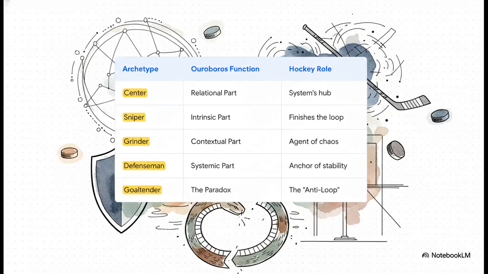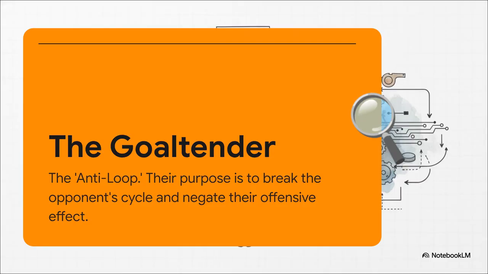And then there's the goalie. And the goalie is the ultimate paradox. The entire goal of the game is to complete the loop by scoring. But the goaltender's one and only job is to break that loop. They are the anti-loop, this static force whose entire purpose is to just deny the other team's objective. It's fascinating when you think about it.